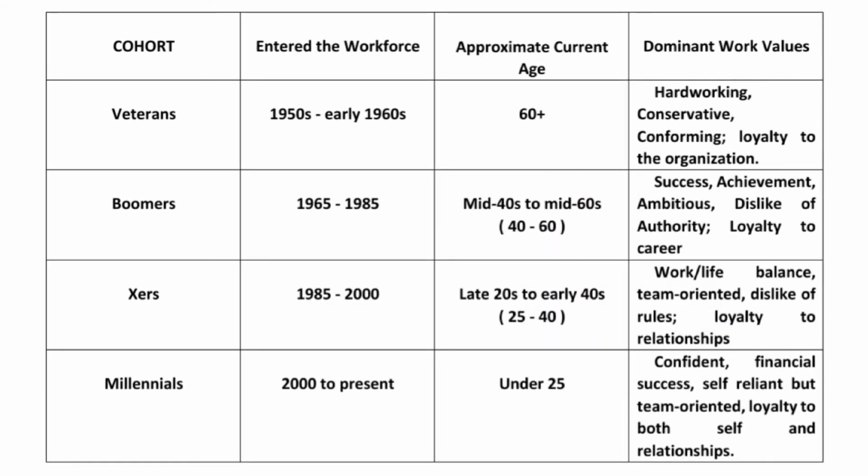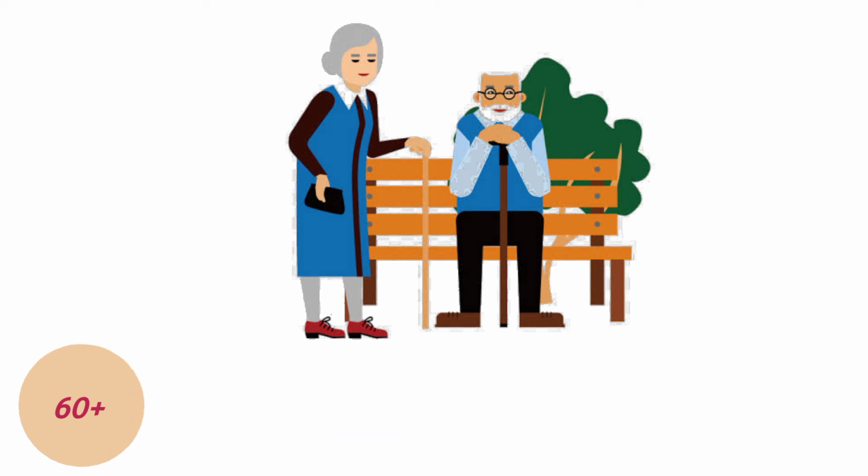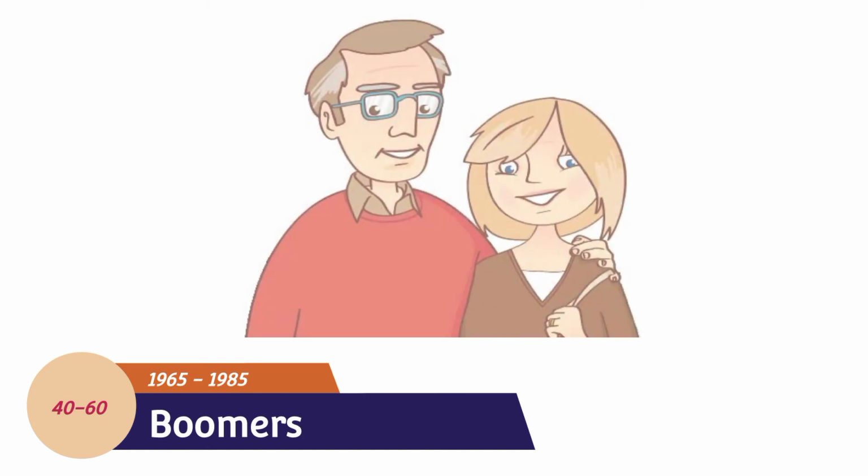So there are 4 generations, and the first one is veterans. Veterans are those individuals who entered the workforce from the 1950s to the early 1960s. The values that are dominant to them are hardworking, conservative, and conforming. Loyalty to the organization is the most important to them. The next one is boomers.